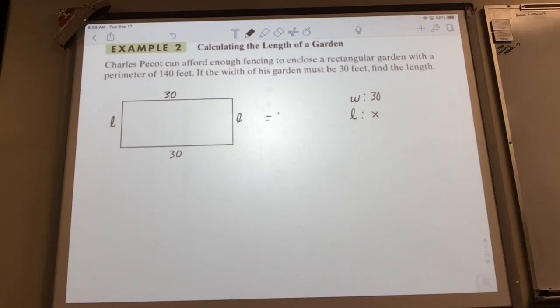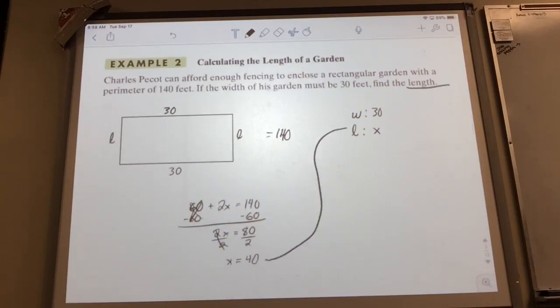Okay, we know that the perimeter adds up to 140. So that is 60 plus 2 of those L's, which is X, equals 140. So we can solve that. So minus 60, 2x equals 80. Divide that by 2. X equals 40. And are we asked about that? Yes, we are asked about the length, which is X. So L is 40 feet. Okay, I introduce it that way because in just a second we'll do one where it's not going to look exactly like that. It'll look a little bit more like the problems we just did.